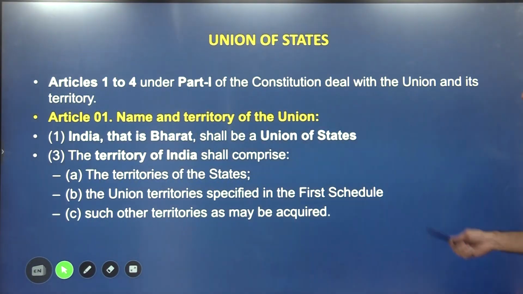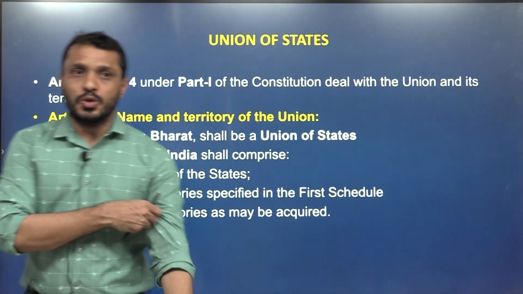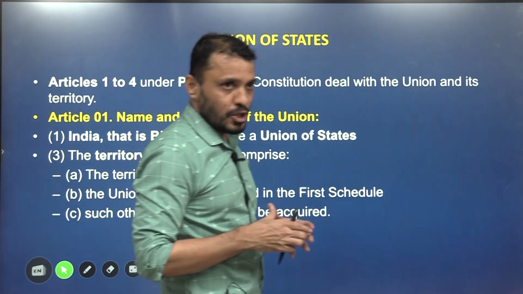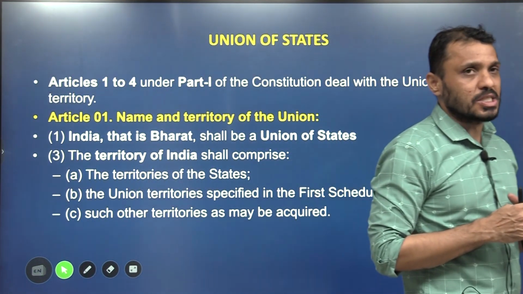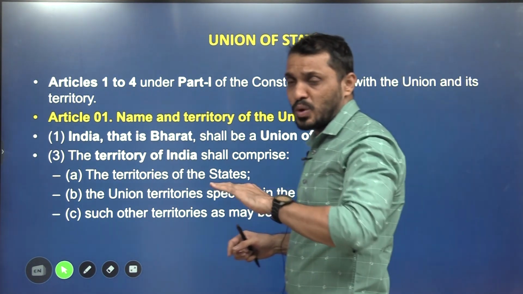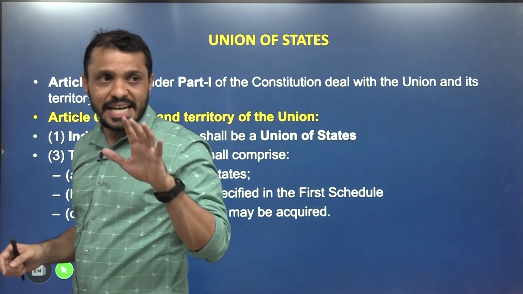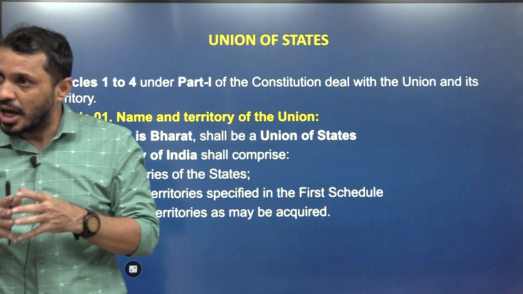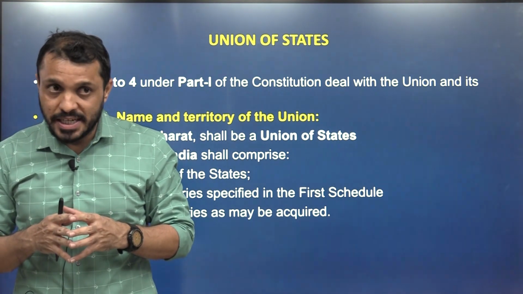So, students, now we are going to discuss union and territory, which includes Article 1 to Article 4. Before we go into this topic, you have to know that Article 1 to Article 4 clarifies the nature of polity in India.